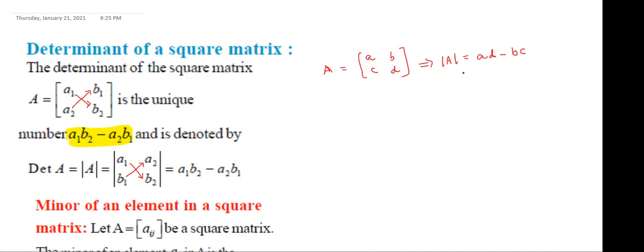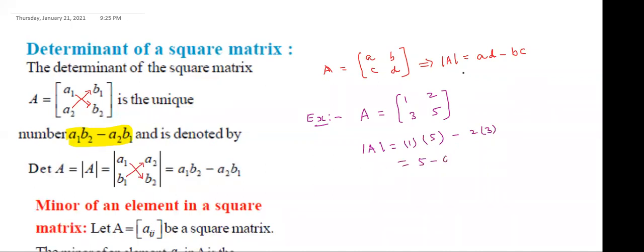Now I am going to take one example. Suppose the matrix is 1, 2, 3, 5. Then what is the determinant of the matrix? That is 1 into 5 minus 2 into 3, or 3 into 2, anyone. 5 minus 6, that value is minus 1. This is the determinant of a 2 by 2 matrix.